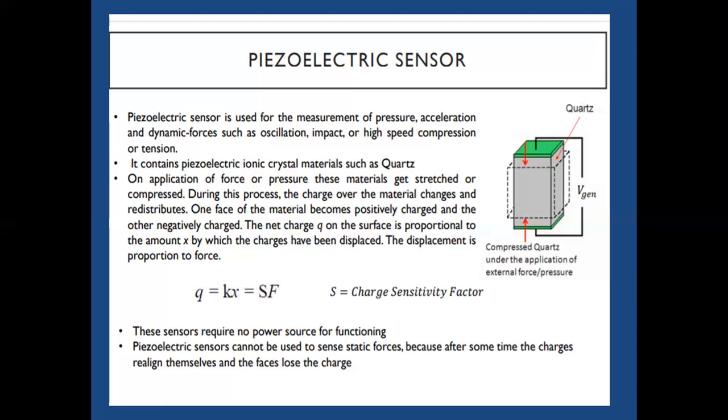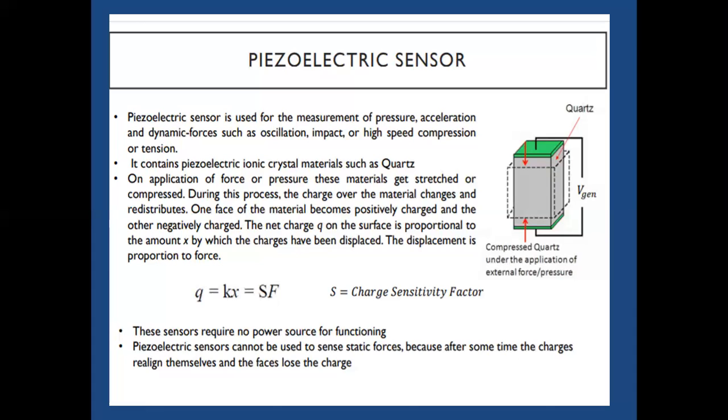This piezoelectric sensor cannot be used to sense static forces, because after some time the charges realign themselves and the faces lose the charge. So it's a piezoelectric sensor which represents the displacement sensor. It is under the category of displacement.